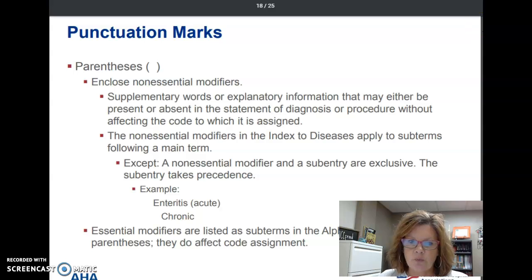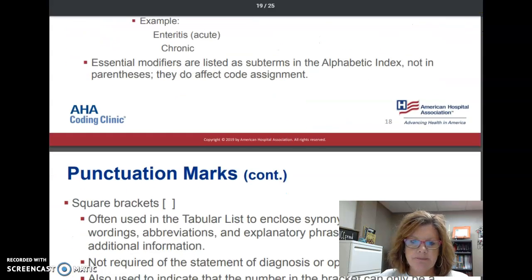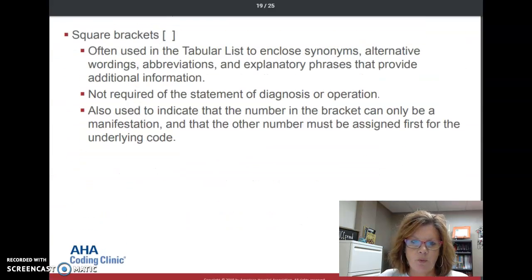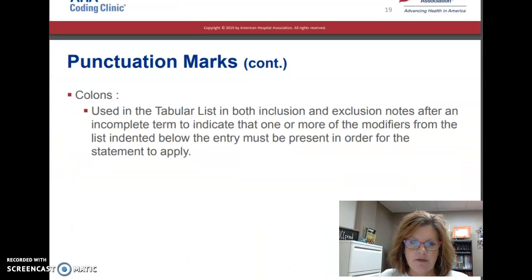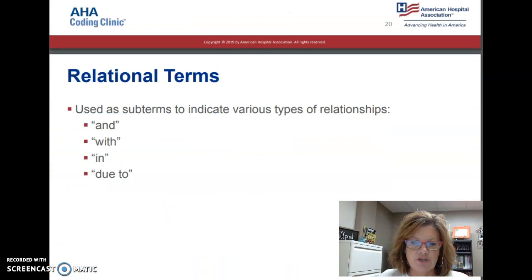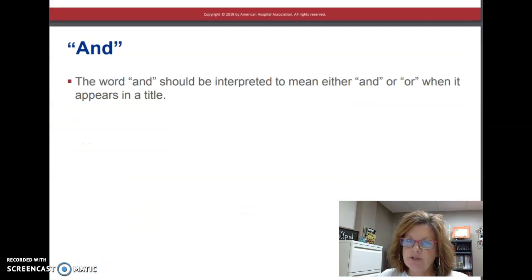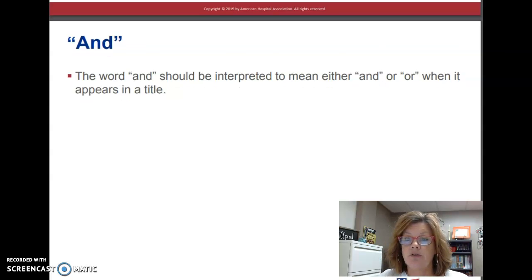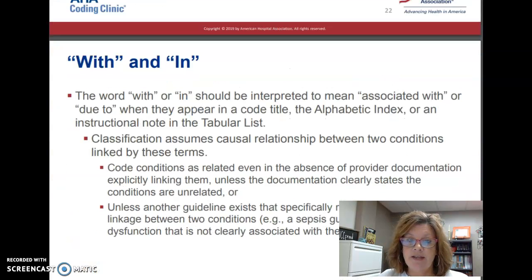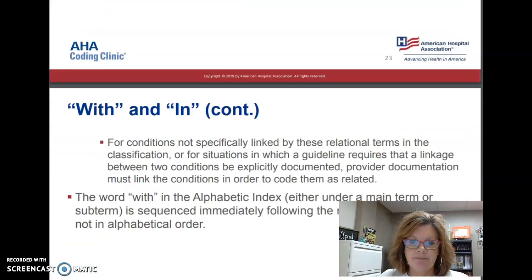Punctuation marks, just kind of read through that. We have square brackets, colons, and relational terms. The word "and" should be interpreted to mean "and/or" when it appears in a title. "With" and "in" should be interpreted to mean "associated with" or "due to" when they appear in a code title, your alpha index, or an instructional note in the tabular list.